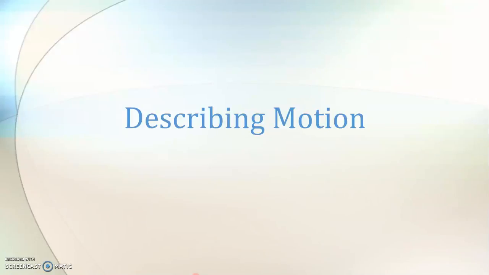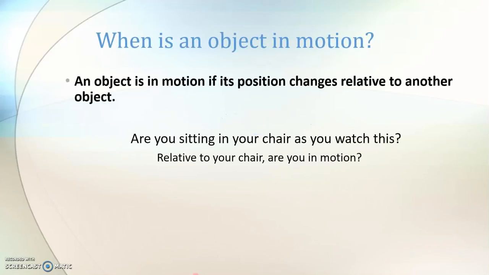Hi everyone, today I'm going to be talking about motion and more specifically how to describe it. So when is an object in motion? An object is in motion if its position changes relative to another object. So what do I mean by relative to another object?